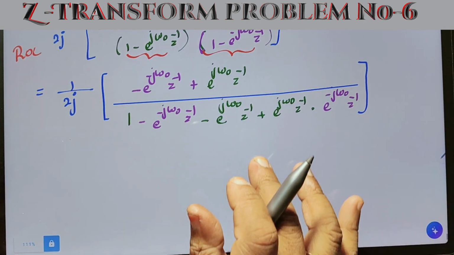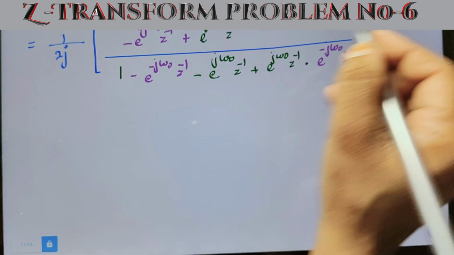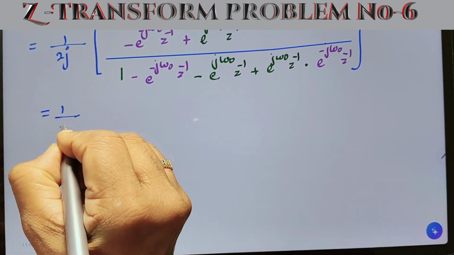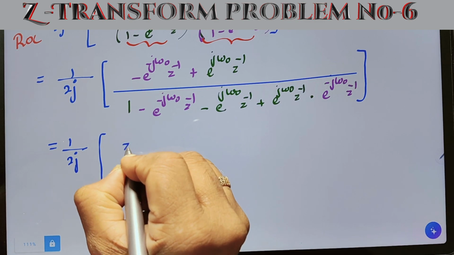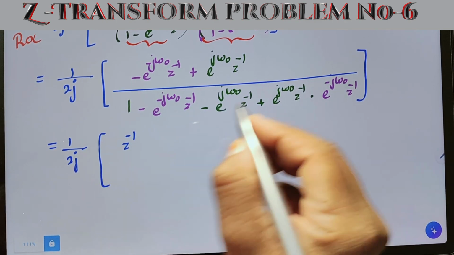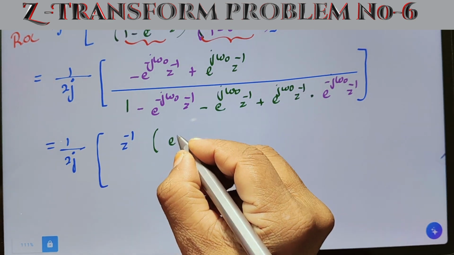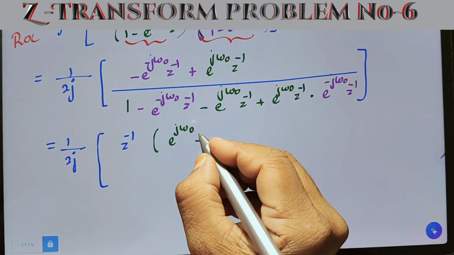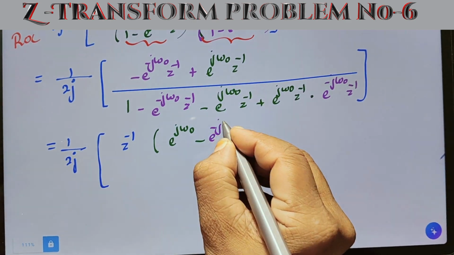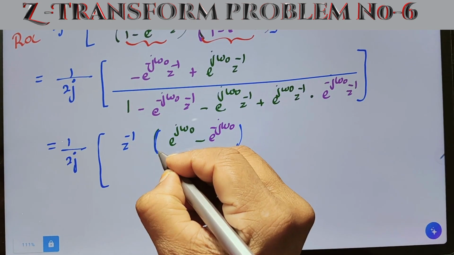For the next step, write the simplification 1 by 2j. For the numerator, take z inverse as common. So z inverse, the whole bracket, write the remaining term: e power j omega naught minus e power minus j omega naught. Then close the bracket, also close the bracket.